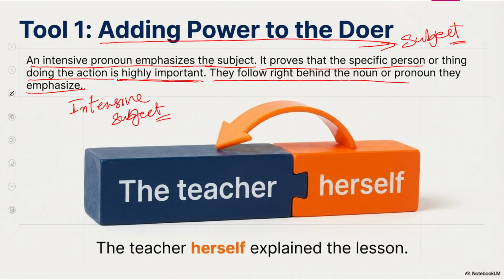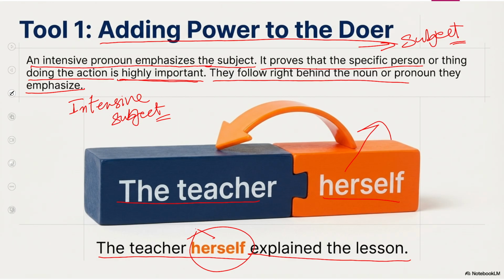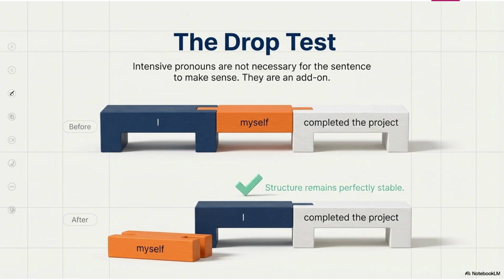Look at this. The teacher herself means the teacher is female. The teacher herself explained the lesson. Herself is indicating the teacher and emphasizing the teacher. Who explained? The teacher herself explained the lesson. This is an intensive pronoun. Now, move to the next slide.